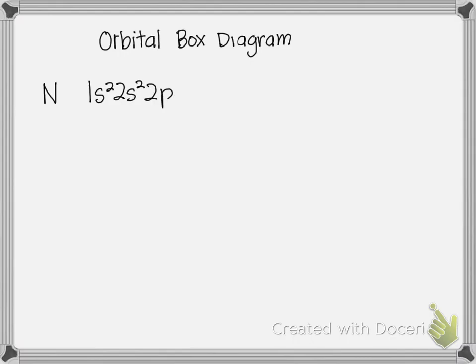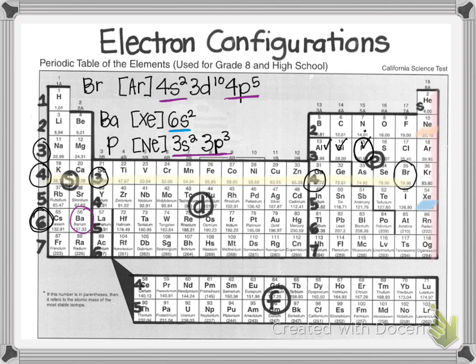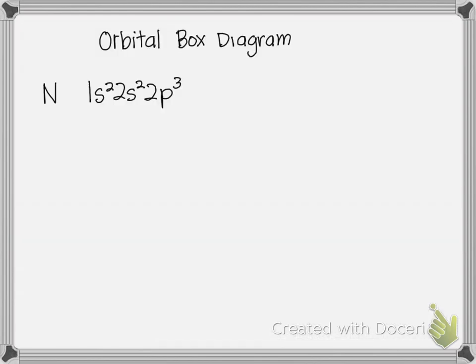2p3. Okay, so here's nitrogen, and I'm just writing nitrogen there. So I just need an electron configuration to show you. You can practice writing them. So what box diagrams do is they use a written box, like you draw a box, to represent each orbital.